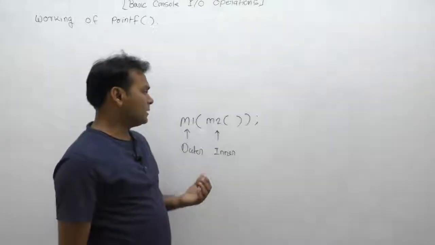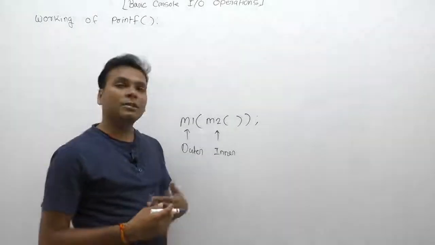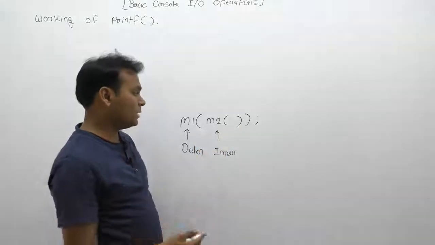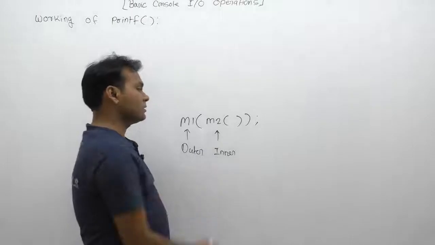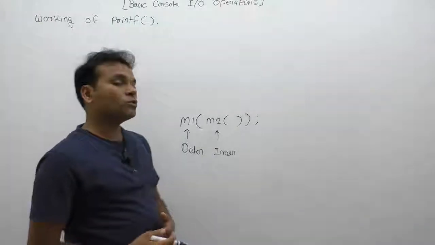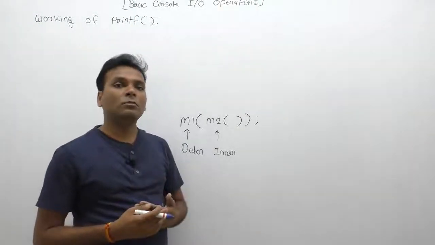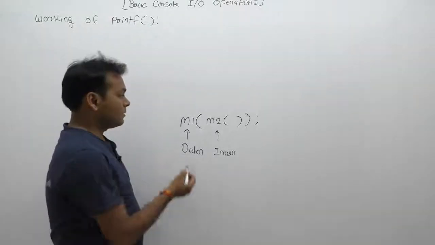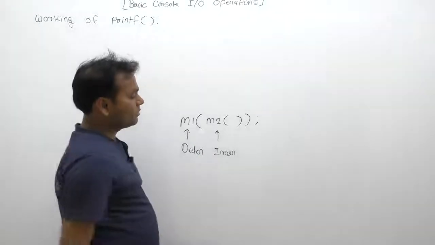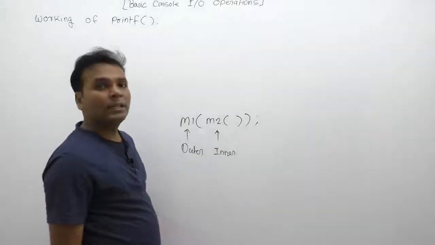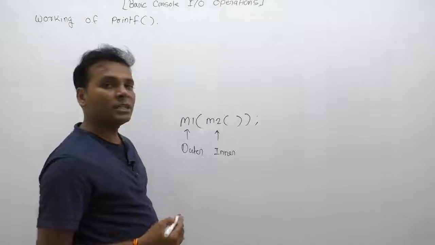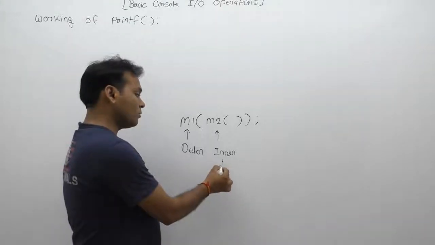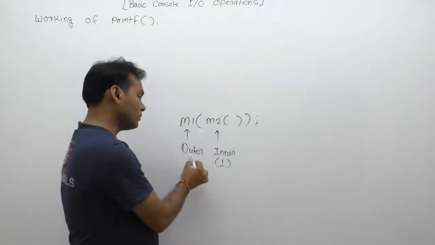In that case, whenever you call another function inside a function in C language, this type of function calling is named a nested function calling. In this process, two types of functions are involved: outer functions and inner functions. Here m1 is the outer function calling and m2 is the inner function calling. In case of nested function calling, the inner function will be called before the outer function calling.